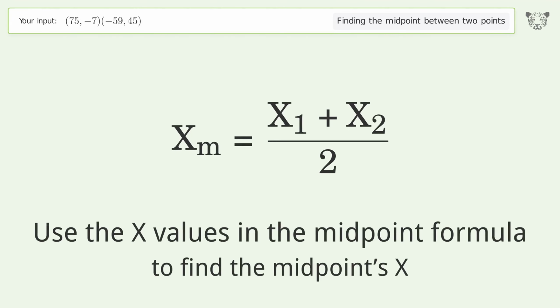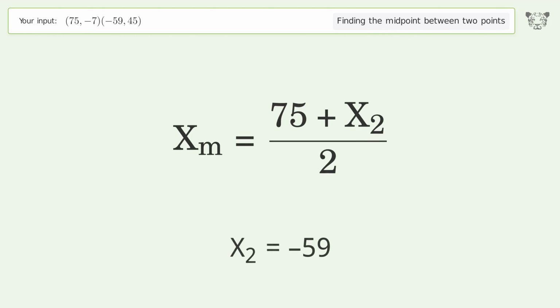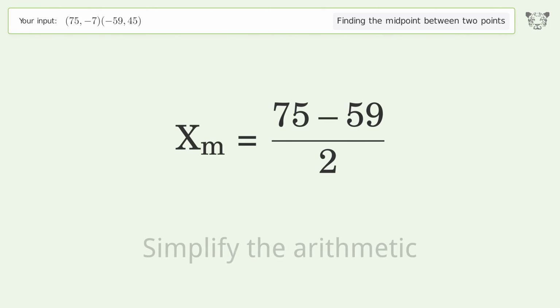Use the x values in the midpoint formula to find the midpoints x. x1 equals 75. x2 equals -59. Simplify the arithmetic.